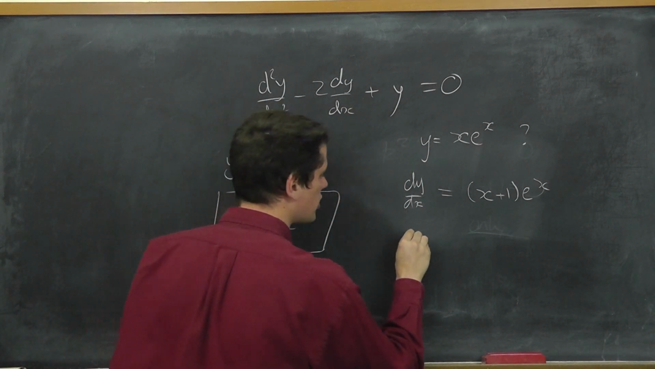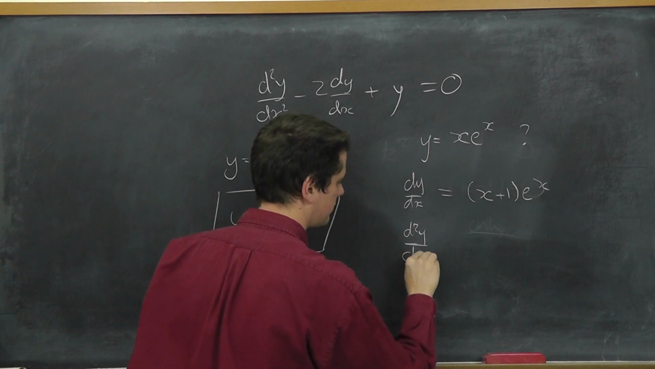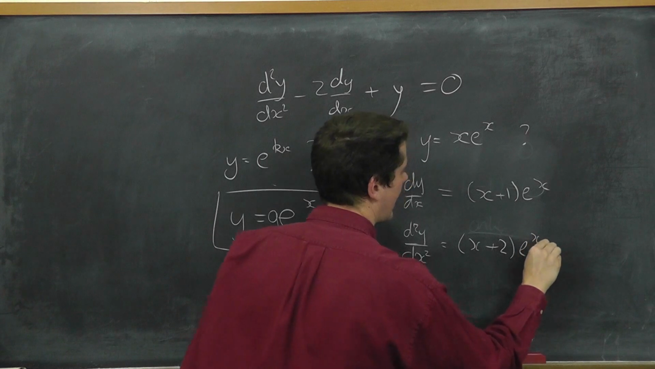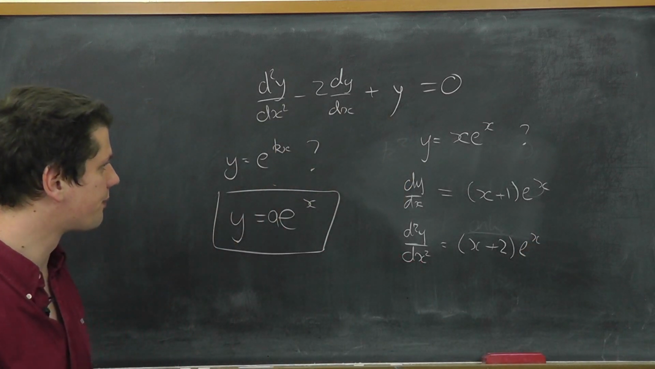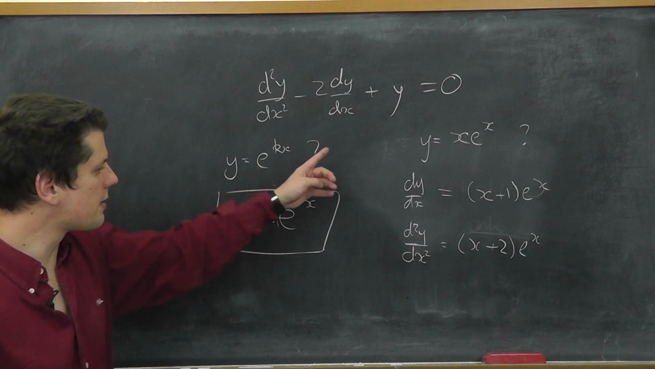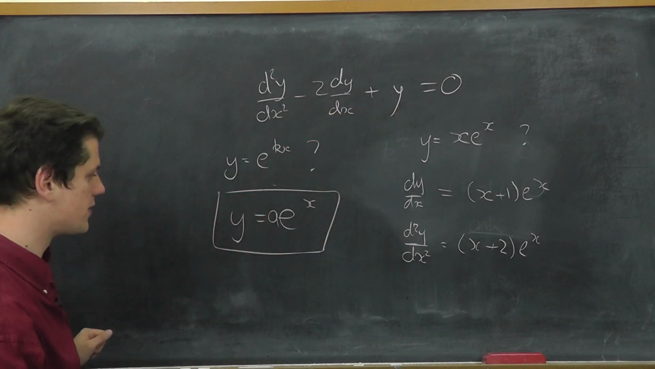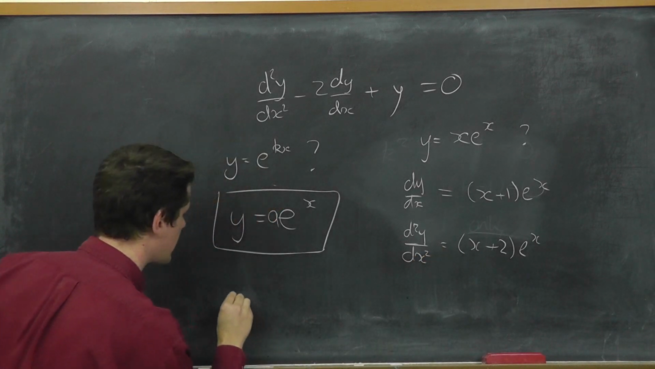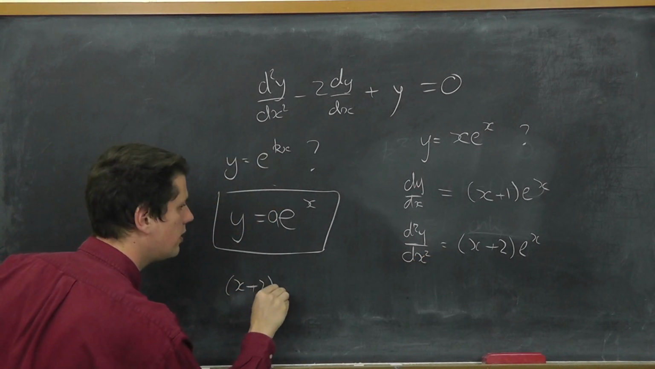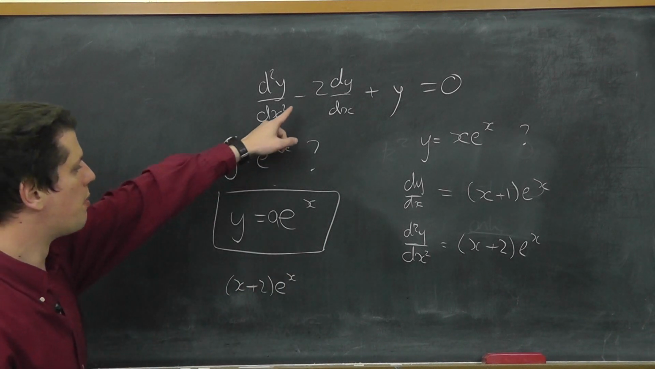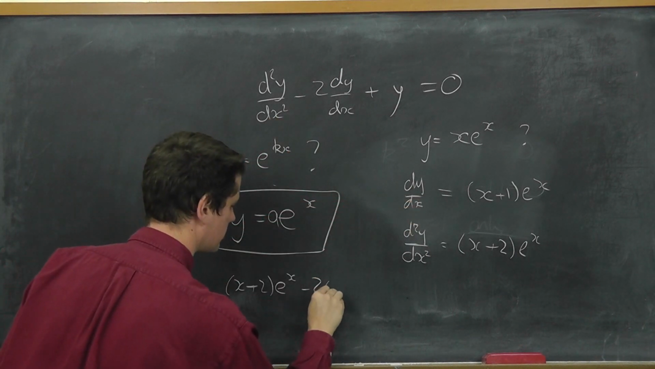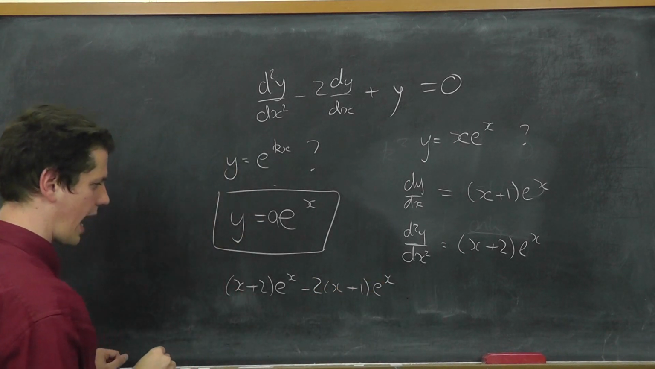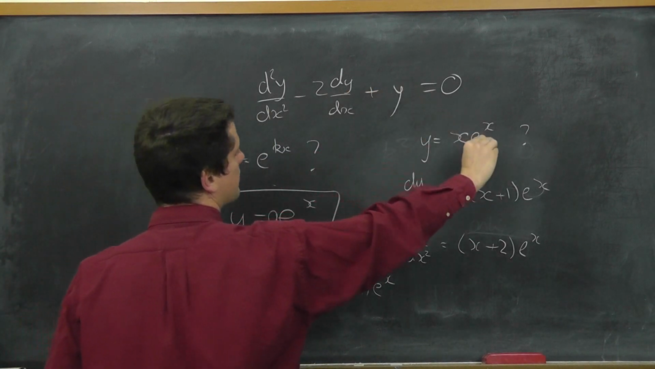And similarly, when we differentiate that again, we get x plus 2 times e to the x. Now let's substitute those into here and see if it satisfies the equation. We get d squared y by dx squared, which is x plus 2 times e to the x, minus two lots of this, two times x plus 1 times e to the x, plus this.